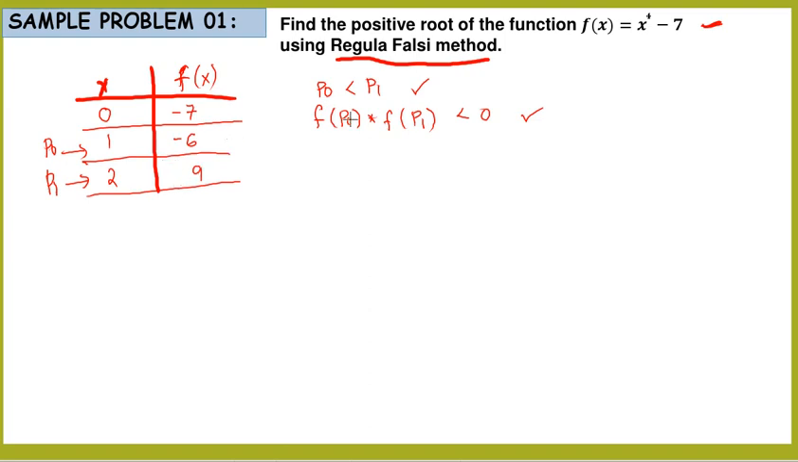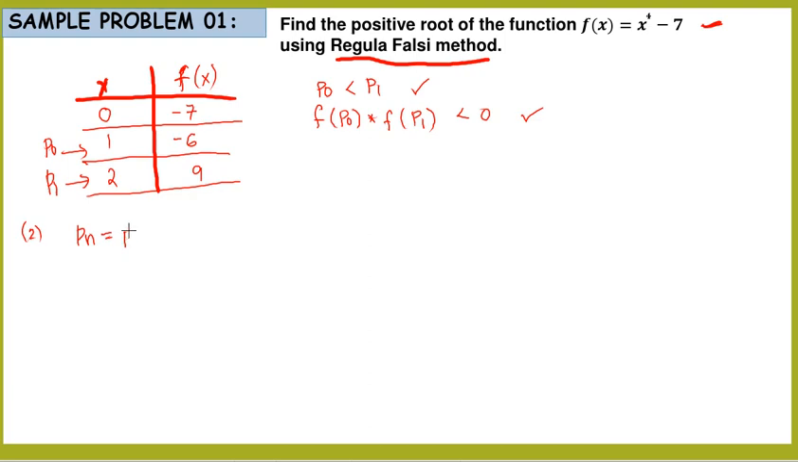And that would be now our 2 points. Yung P0 natin is 1 and then yung P1 natin is 2. Okay? So, meron na din tayong function ng P0 which is negative 6 and yung function ng P1 which is 9. Okay? So, next step is we have to solve for the value of our interval, yung Pn natin.